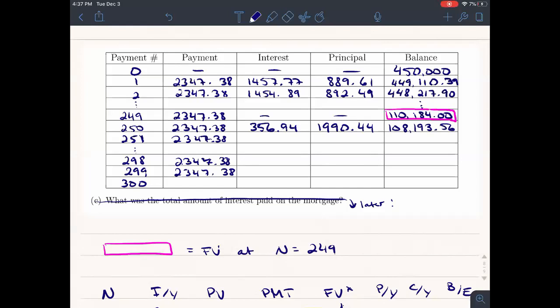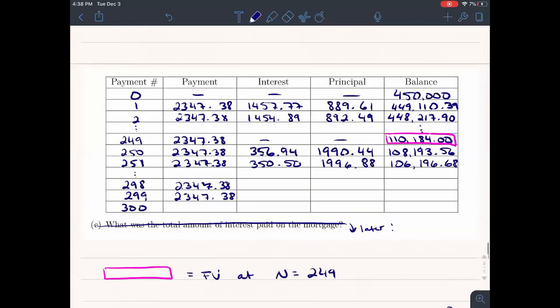And then the next line, 350.50, 1996.88, and 106,196.68.